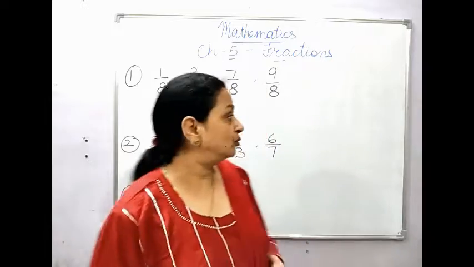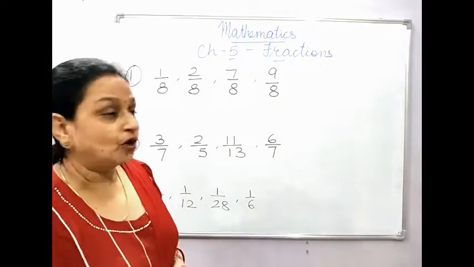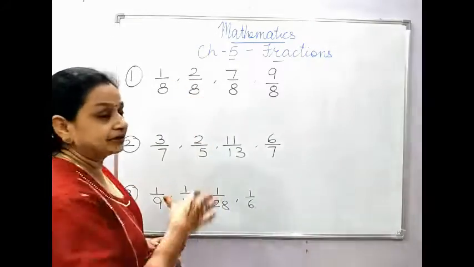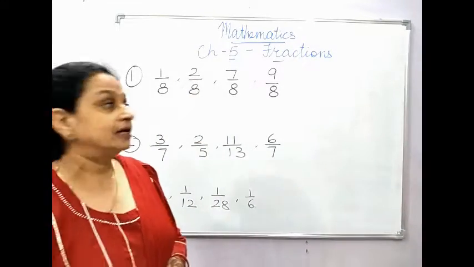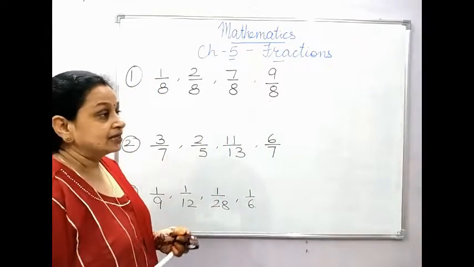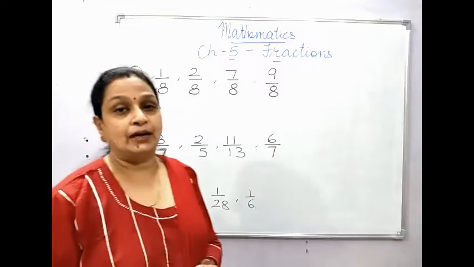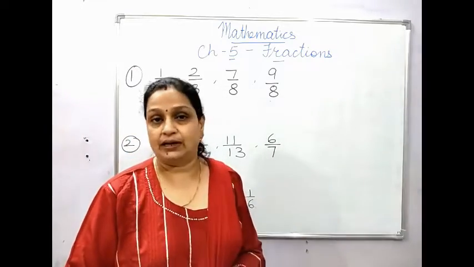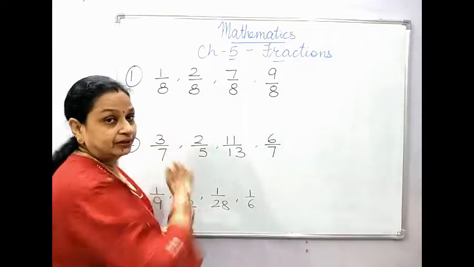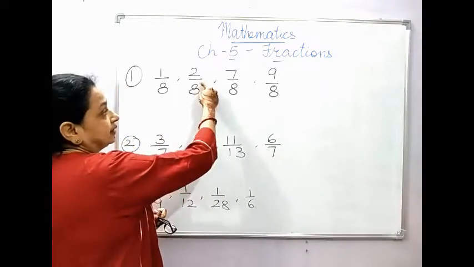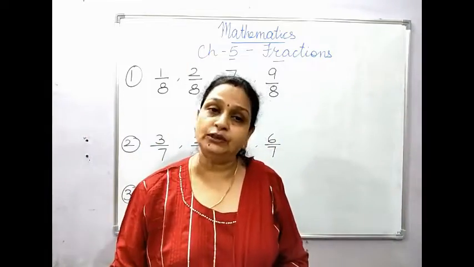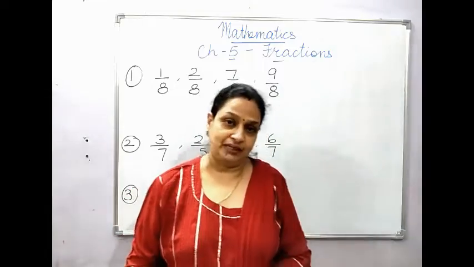Now just have a look at the board. What do you see? I have written some fractions in 3 different types, and we will discuss each of them one by one. See the first one. If you observe carefully, you know the number written above the line is called the numerator and the number written below the line is called the denominator.